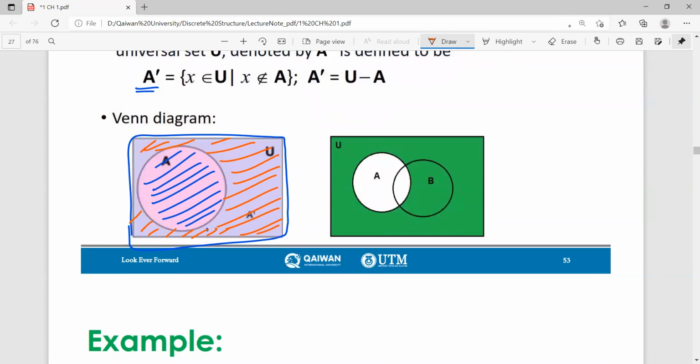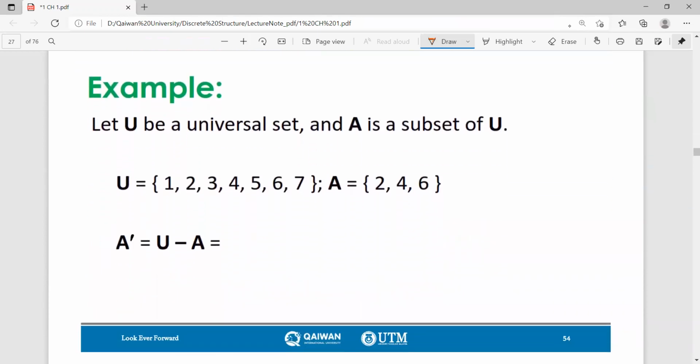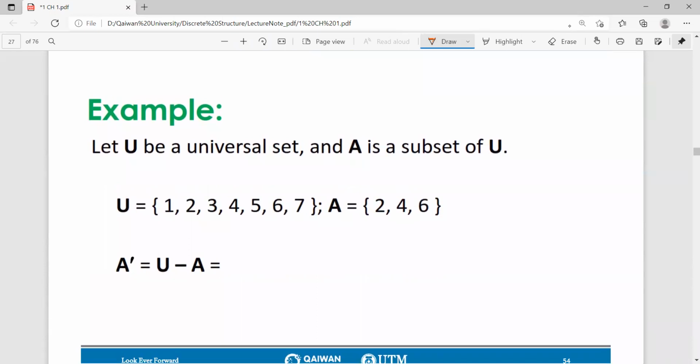If you have A and B here, as you see, this is A and this is B. A complement is the green area. As you see, it's the set of all elements which are not in A. Only these are not in the A complement. All the other elements are in A complement. It will be much clearer in this example.